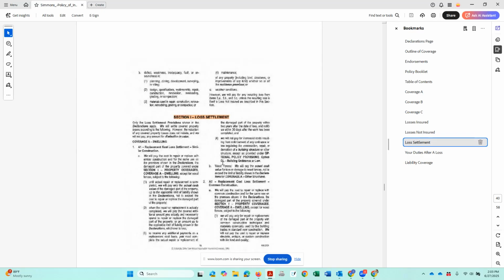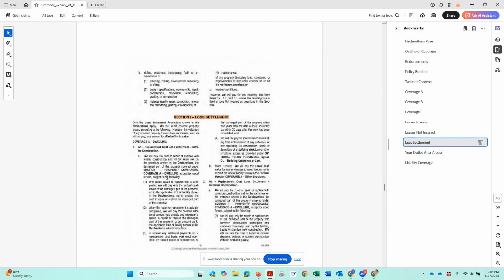Loss settlement, this is another part of the policy. And you can see here where it says A1, replacement cost loss settlement, similar construction. This is an important provision. It says, we will pay the cost to repair or replace with similar construction and for the same use on the premises shown in the declarations. The damaged part of the property covered under Section 1 property coverages, coverage A dwelling, except for wood fences, subject to the following. And this kind of confuses some people.